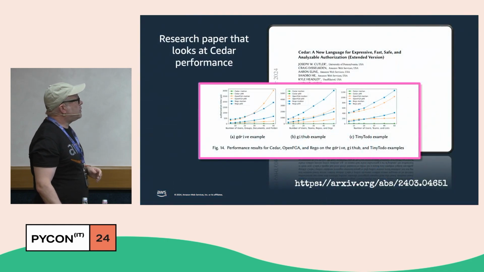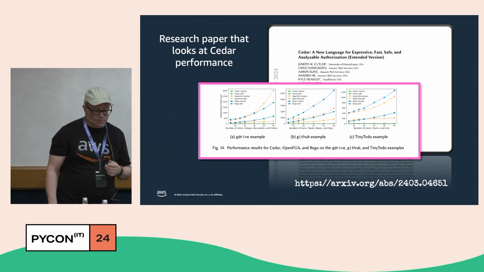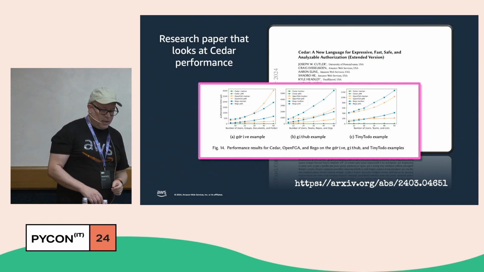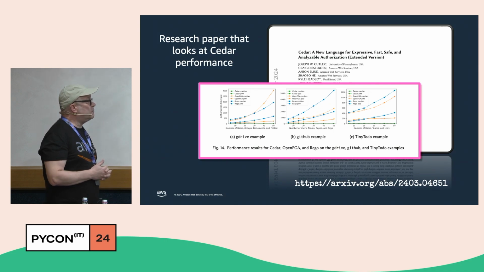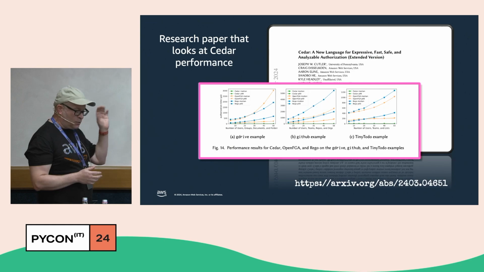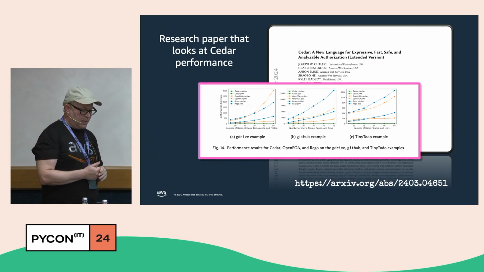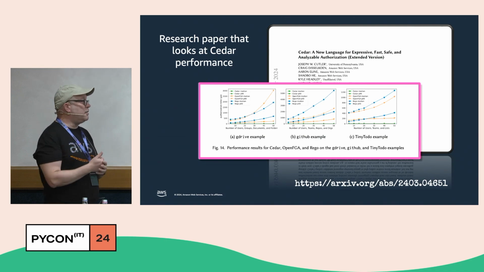Now, a couple of months ago, there was a research paper published by the team that created Cedar that looked at how Cedar compares with a couple of the other open source authorization frameworks, so OpenFGA and there's a few actually. I read the paper a couple of weeks ago. Even though the graph only shows a couple of them, there's actually about 11 of them that are reviewed.